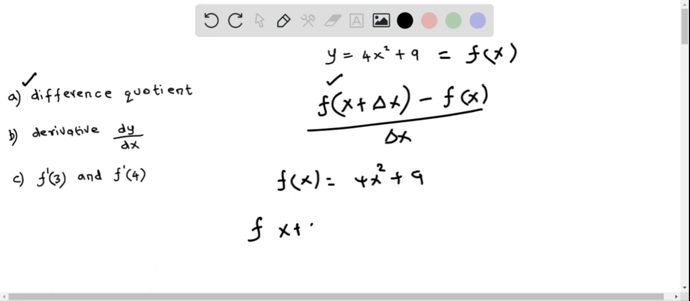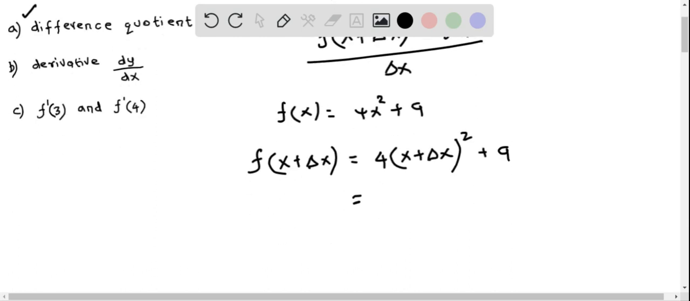I find f of x plus delta x. So in place of x, I'm going to replace it as x plus delta x. So therefore this becomes 4 times of x plus delta x quantity square plus 9. Let's simplify this. We can use the binomial identity, that is a plus b quantity square equals a squared plus 2ab plus b squared, where here a equals x and b equals delta x. So let me use this binomial identity to expand this.